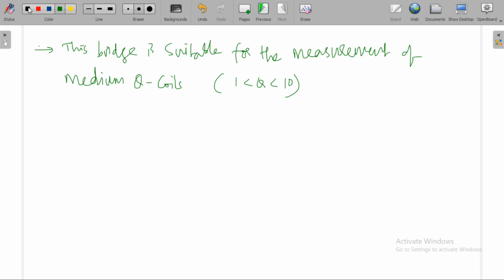Coming to the advantages. After completion of advantages and disadvantages, I'll draw the phasor diagram for the Maxwell inductance capacitance bridge.